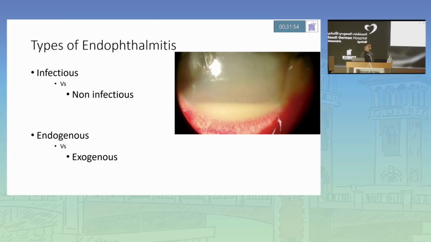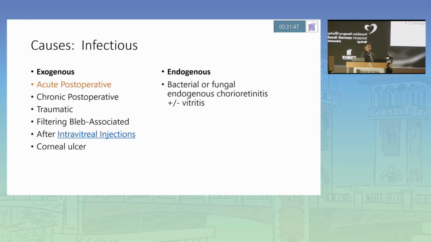So this is the broad classification of endophthalmitis: infectious versus non-infectious, and endogenous versus exogenous. The infectious, as Dr. Salam was just saying, is the most common, with those exogenous causes: acute postoperative or chronic postoperative, traumatic, bleb-associated, endophthalmitis after intravitreal injection, and corneal or hypopyon corneal ulcer.